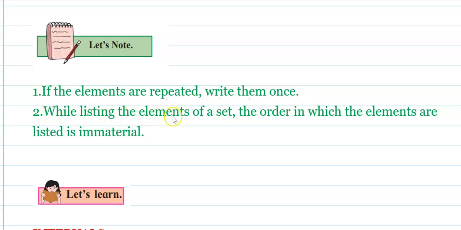While listing the elements of a set, the order in which the elements are listed is immaterial. त्याचे order काही important नसते. कुठले order तुम्ही घेतली तरी चालेल. While listing the elements of a set, the order in which the elements are listed is immaterial.